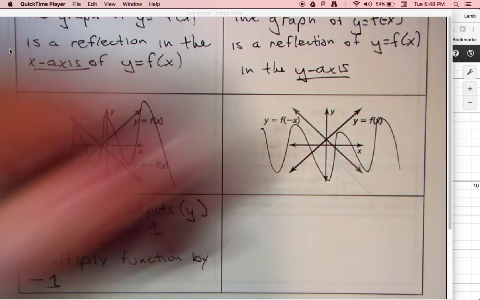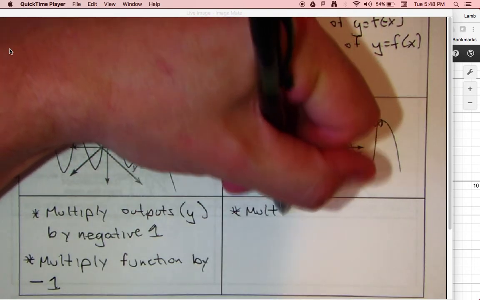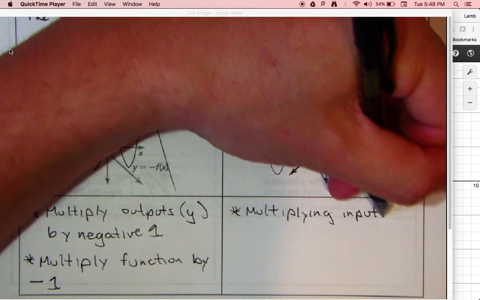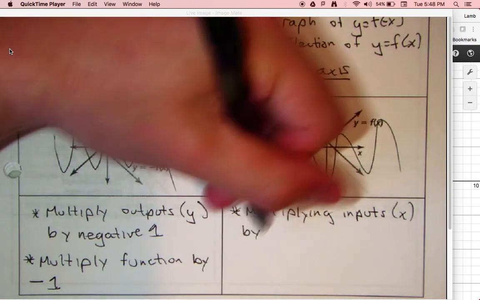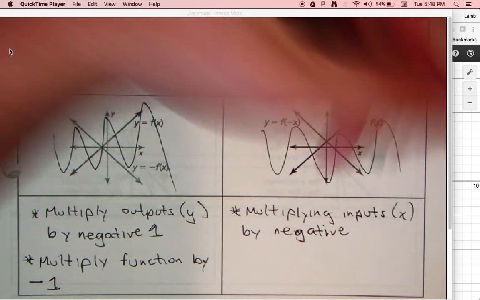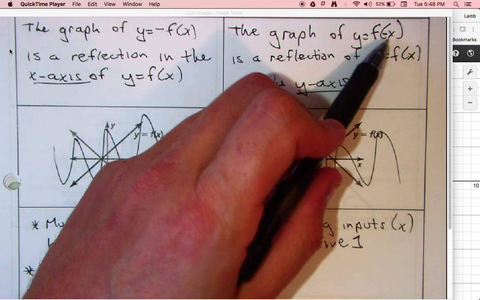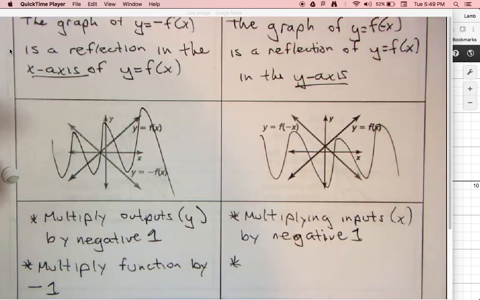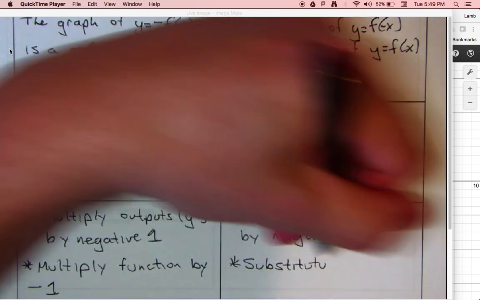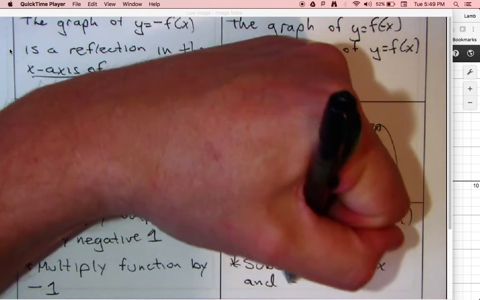So essentially, what are we doing? Here we're multiplying the outputs by -1. Here we're multiplying the inputs, our inputs, which are x coordinates, by -1. But look at what happens if we go back up here. What do we have to do to the function? Substitute in negative x, and simplify.